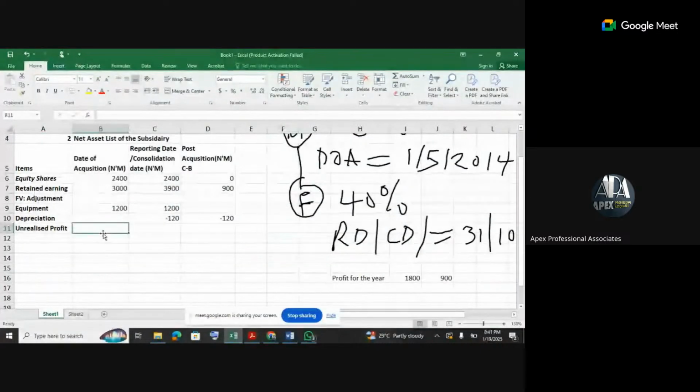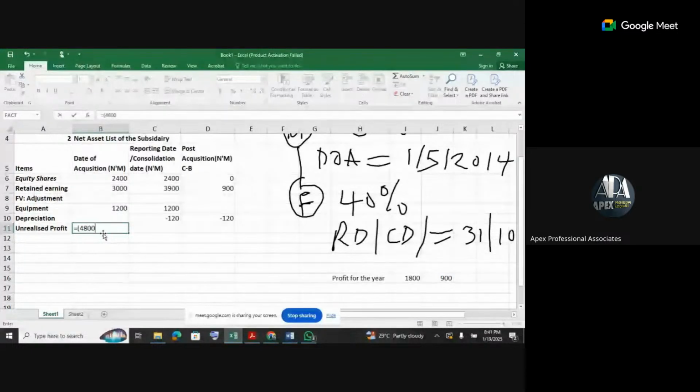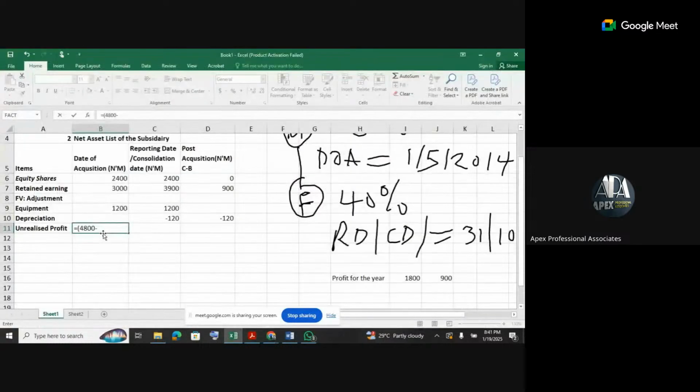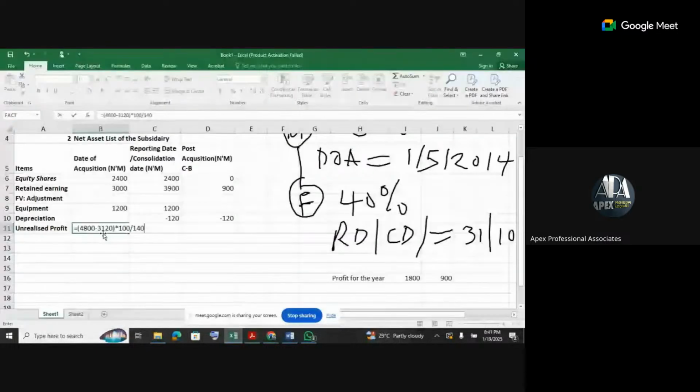So it's going to be equal to, I'm opening the bracket, 48, what's the value there? 4,800 less 3,120 times 100 over 140. The question is, how did I get 100? Because it is markup. If it is markup, you will take 100%, which is the full percent, then add the 40 to the 100 over 140. That's how I got that.